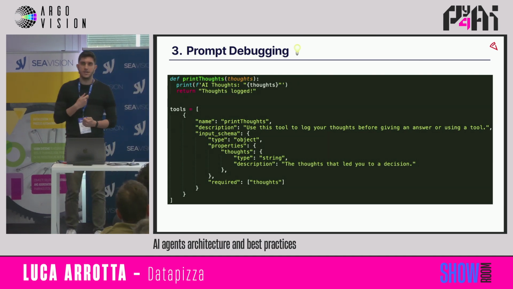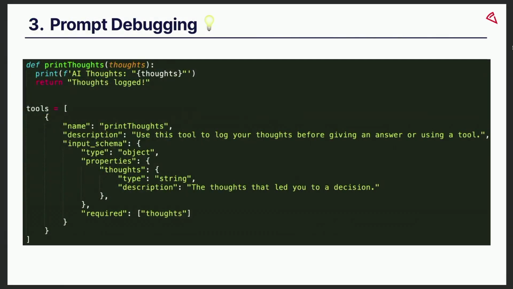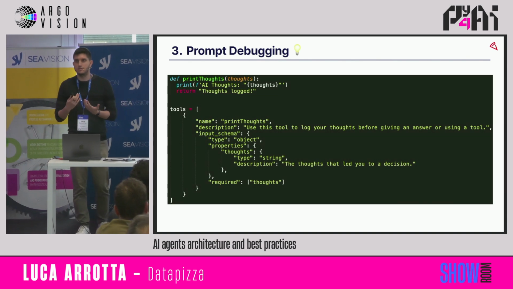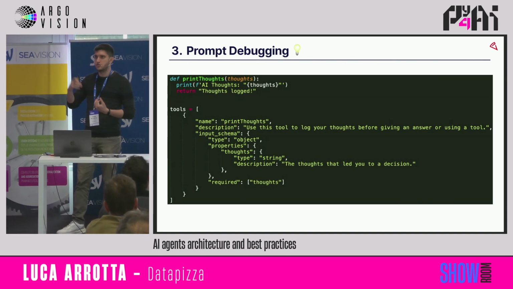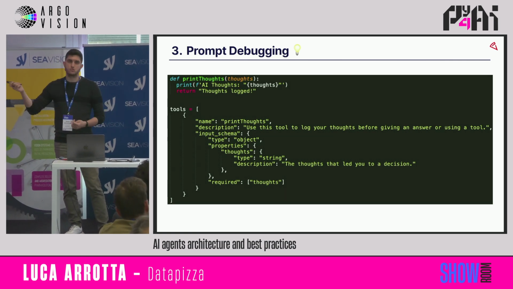We add a tool to the agent. For example, here, I call the tool print thoughts. And the description of the tool is for the agent: use this tool to log your thoughts before giving an answer or using a tool. So in this way, we can debug and log the thoughts of the agent, and so we understand if in our prompt there is something ambiguous. In this way, we understood, for example, that there was some knowledge that for us was implicit, but it was not for the agent, and so we had to add some information in the prompt. Everything thanks to this very simple tool.